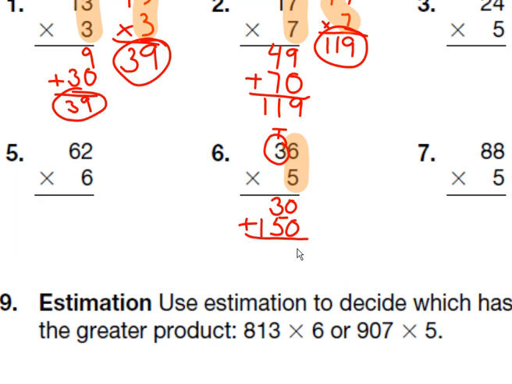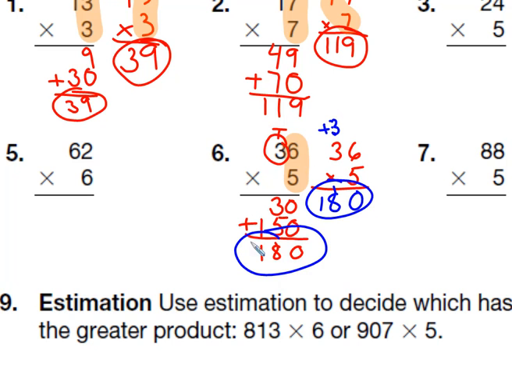So if we add those up, we get 0, 5 plus 3 is 8, and 1 plus nothing is 1, 180. The other strategy would be 36 times 5. We start the same way with 6 times 5 is 30, so we put our 0, but with this strategy you carry the 3. Then we do ones to tens. 5 times 3 is 15. 16, 17, 18. We get the same answer. So again, whichever strategy works for you, go ahead and try that.